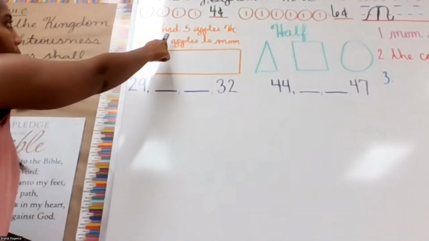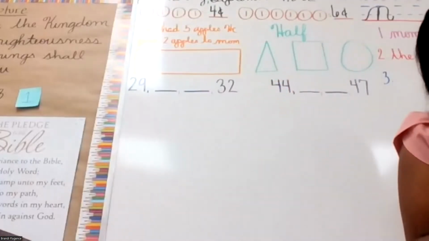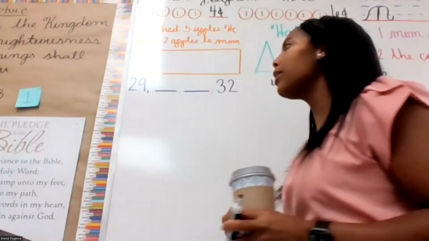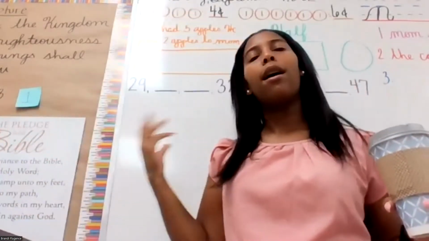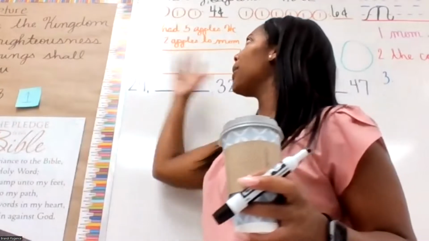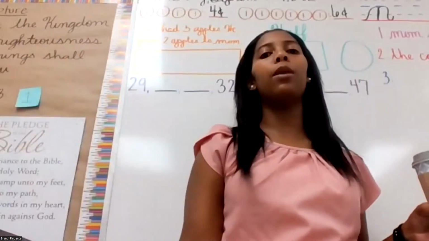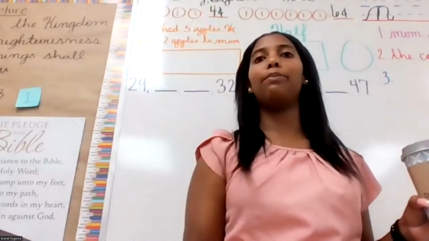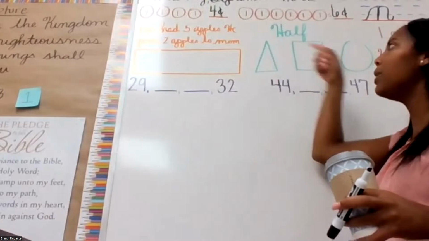All right, look at my story problem. It says Joe had 5 apples. He gave 2 apples to Mom. So now that we've read our story problem, we are going to determine whether or not it's some more or some went away. Based off of this, which story problem is it? Some went away. Some went away because we had some and then we lost some.